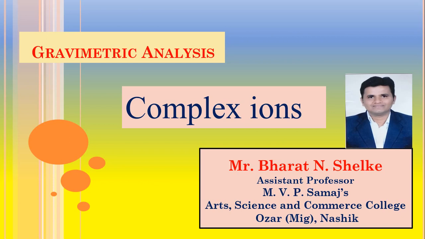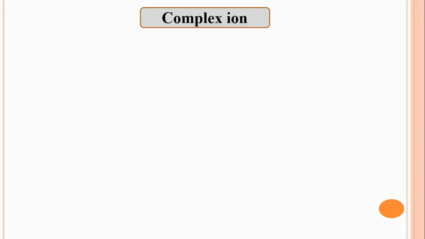In this video, I am going to explain the complex ions belonging to gravimetric analysis. Complex ion, the solubility, the ionic product and the dissociation factors we are going to explain in this video with suitable two examples. Now see the first, the meaning of complex ion.